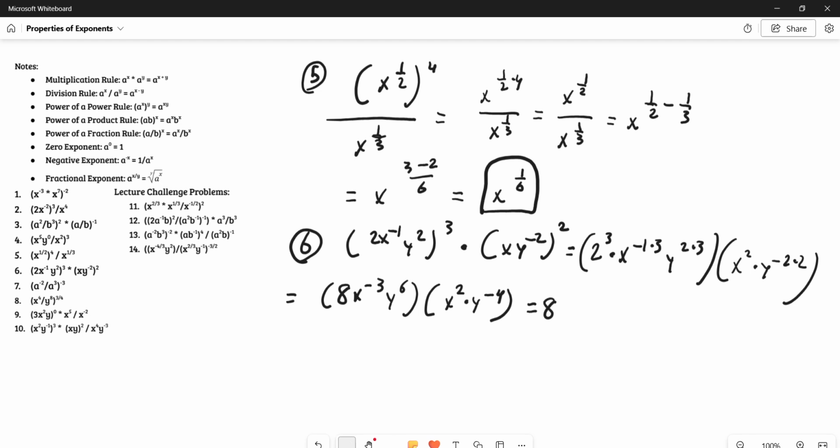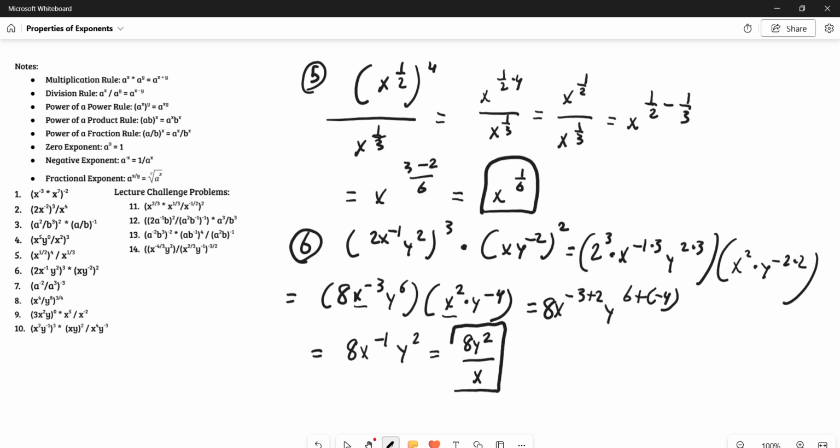Okay, now we're looking at the x's. We want to combine the x's. So this is the multiplication rule. x to the power negative 3 plus 2 times y to the power 6 plus negative 4. So finally, this is 8 x to the negative 1 times y to the power 2. Finally, you get 8y squared over x to express everything in terms of positive exponents.